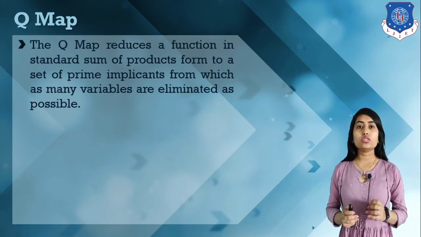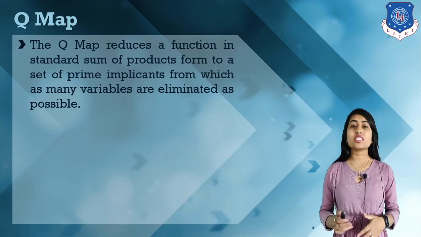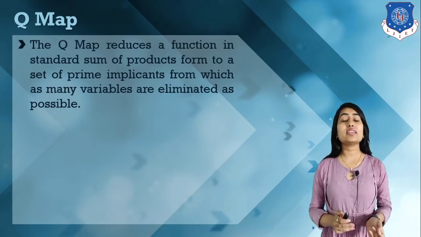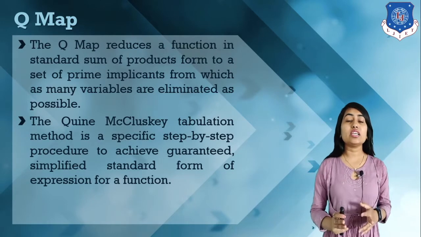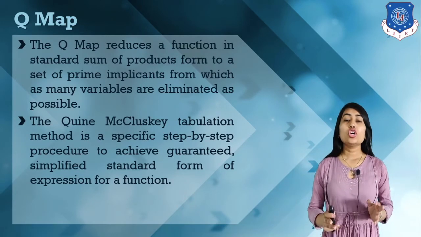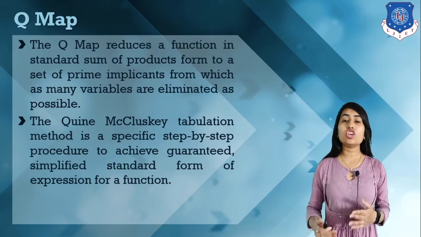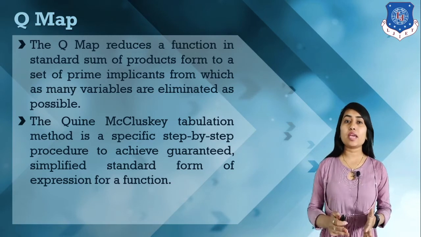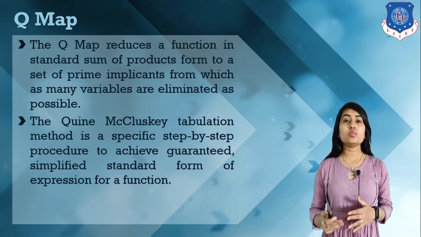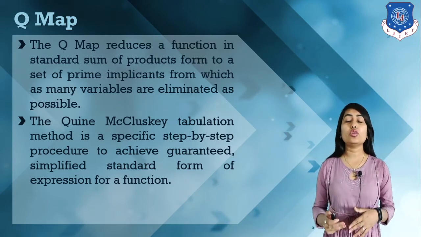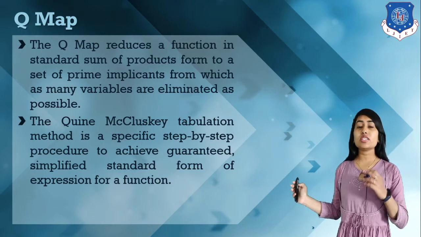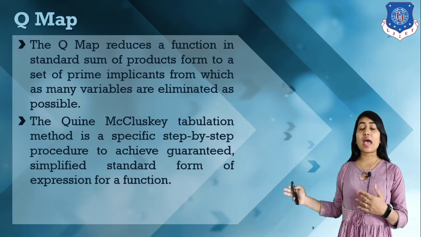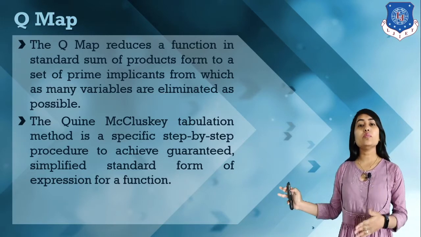This QMap method efficiently reduces a sum of product term or a product of sum term by considering these prime implicant terms. So we can simplify the logical functions by considering prime implicants, whether our terms are in an SOP form or a POS form. QMap is a step-by-step procedure and it is guaranteed to achieve simplified logical functions.